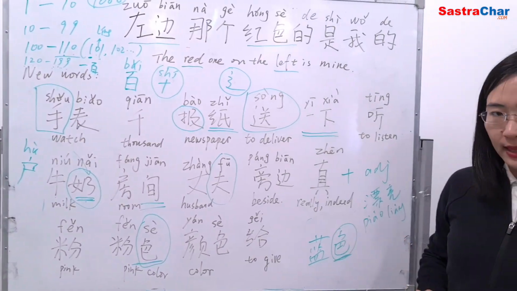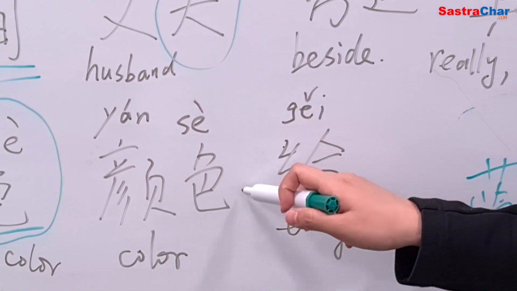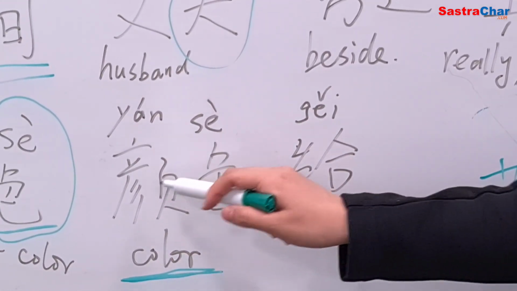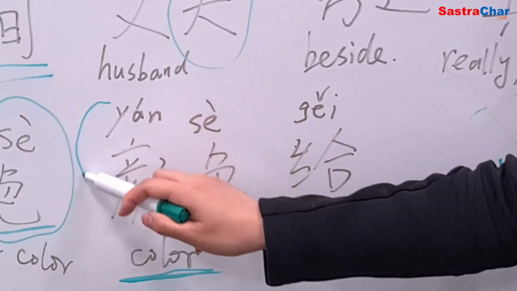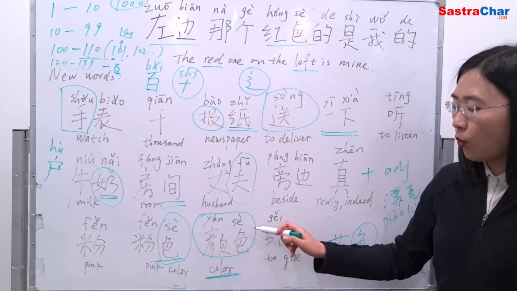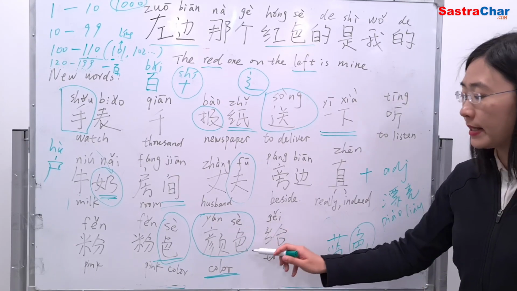蓝色, blue color. Okay, and next one, 颜色. 颜色 also means color. And in these two words, the word which carries most of the meaning of color is this one.